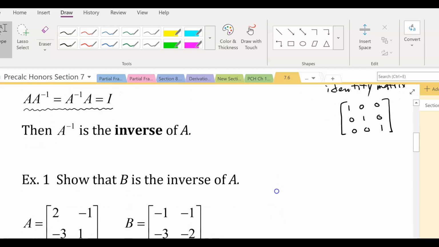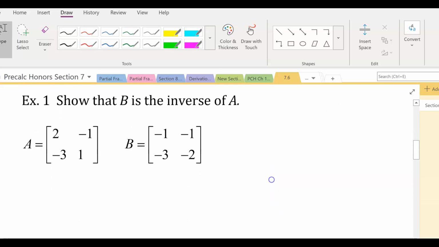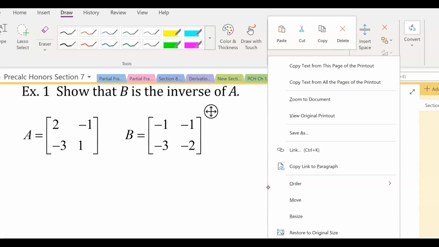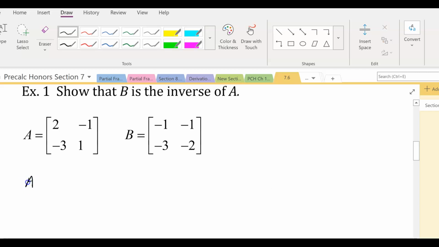Let's take a look at example 1, and we want to show that B is the inverse of A. If I multiply these together, I should end up with the identity matrix. So let's do A times B. Again, we're going to do this by hand. Make sure you know how to multiply matrices by hand, and I'll show you the steps. We take the first row and multiply it by the first column. So I have 2 times negative 1 plus negative 1 times negative 3. That gives me first row, first column. Then I'm going to do first row times second column. So I have 2 times negative 1 plus negative 1 times negative 2.